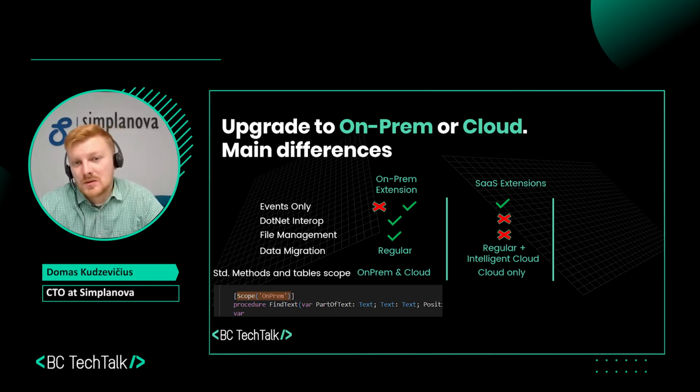But if you would decide to go to SaaS extension, then you will need to think, again, how to refactor this function, how to redevelop your functionality without this function. So that's where additional time will be required as well. And usually it adds around 30 to 40% of the on-prem extension time if you're going to a SaaS extension.